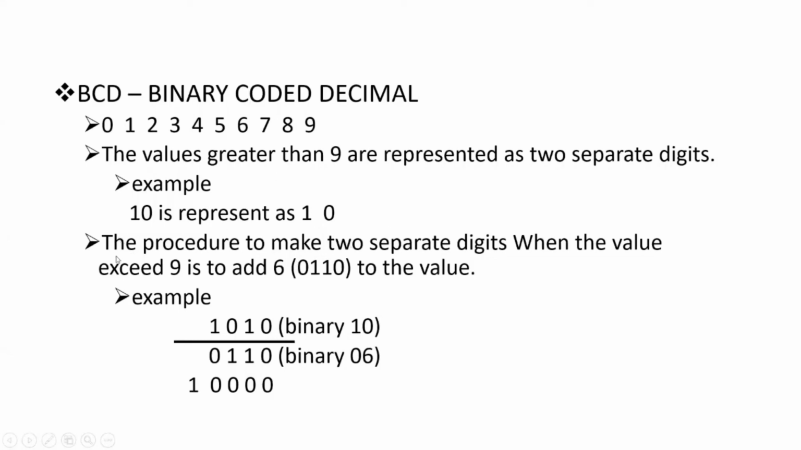So what is the procedure? To make two separate digits when the value is greater than 9, we add a 6, which is 0110, to the given value. Let's understand this in detail with an example. Let's say we have the binary value of 10, which is greater than 9. Our procedure is to add 6 to the value. When you add 6, it gives two separate digits, 1 and 0. So this is the concept of the BCD adder.